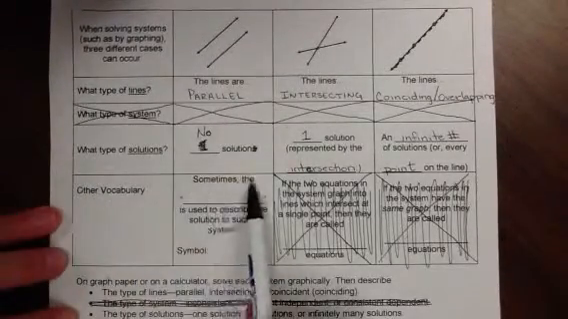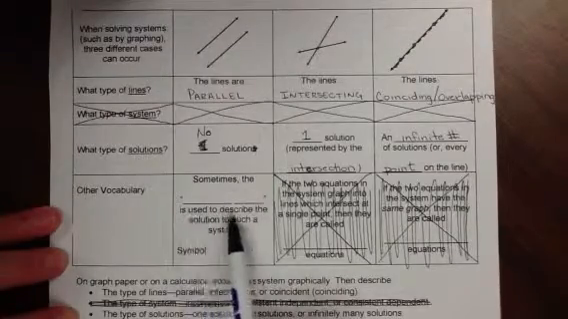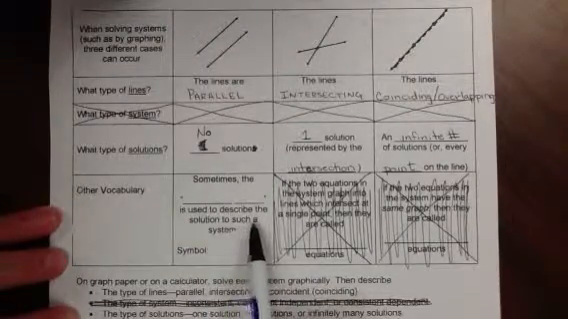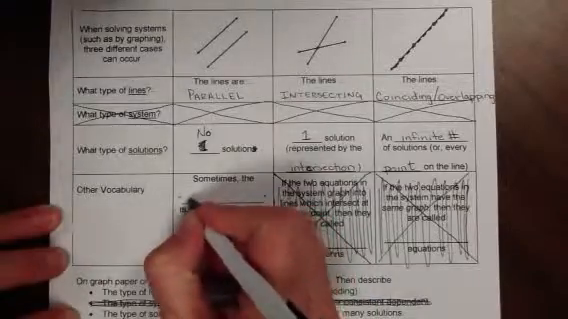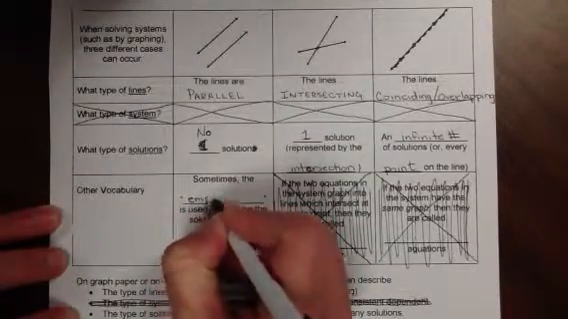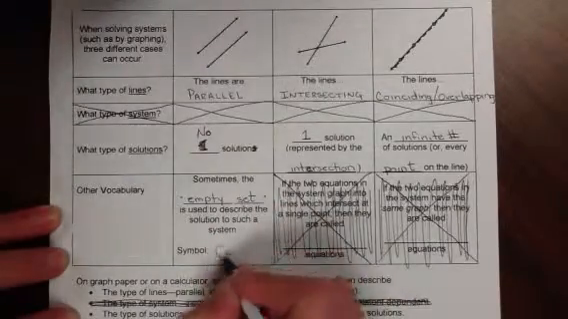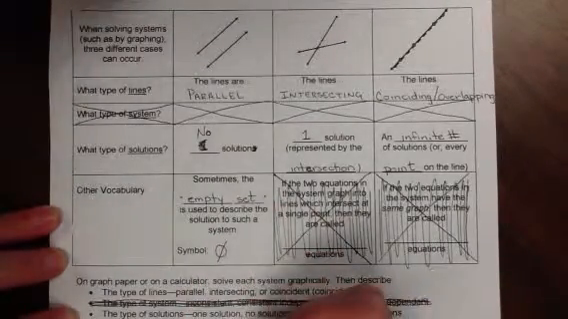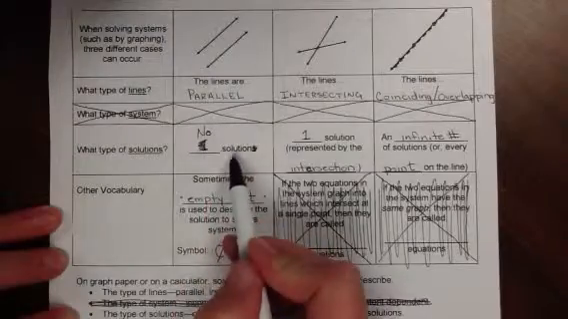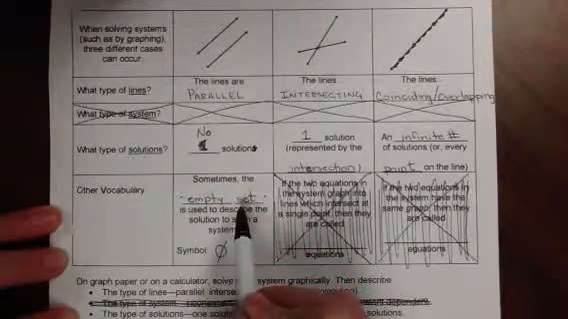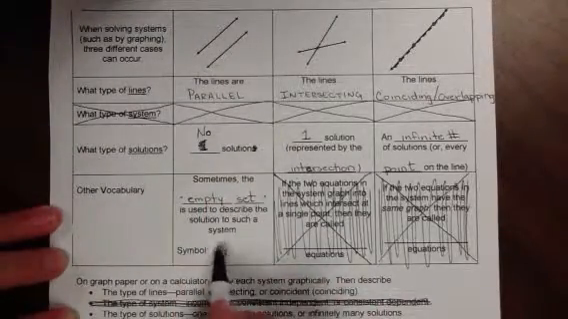Okay? So some things to think about down here, some other vocabulary. It says sometimes the blank blank is used to describe the solution to such a system. Sometimes they will call this an empty set. Or they will use this symbol, which you guys have seen before. So no solution, sometimes called an empty set, or sometimes looks like this.